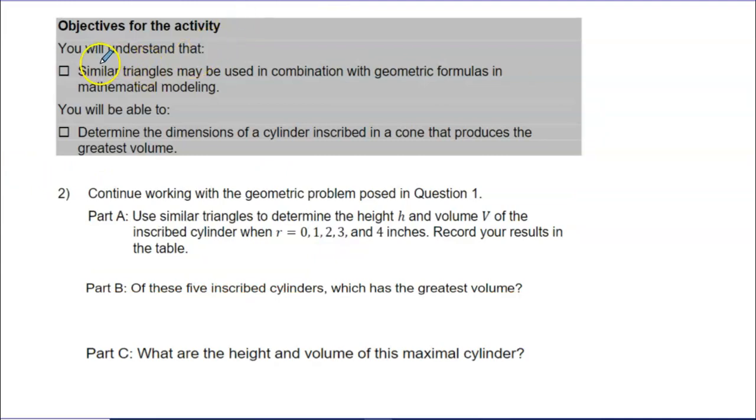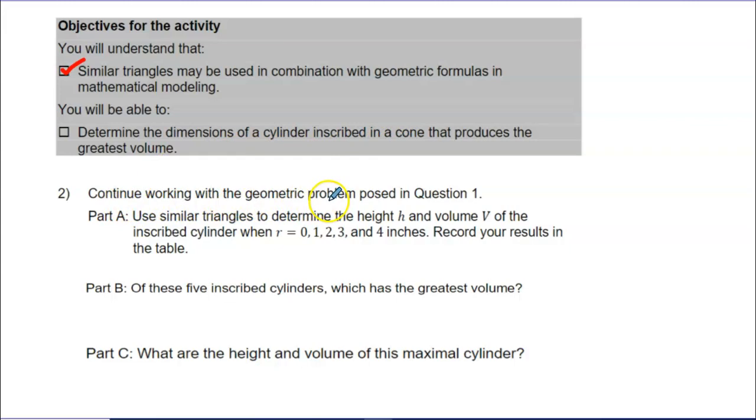Objectives for the activity. You will understand that similar triangles may be used in combination with geometric formulas in mathematical modeling. You will be able to determine the dimensions of a cylinder inscribed in a cone that produces the greatest volume.